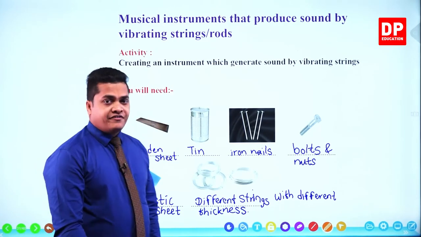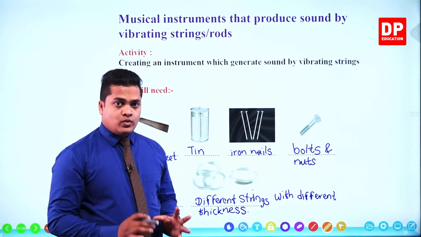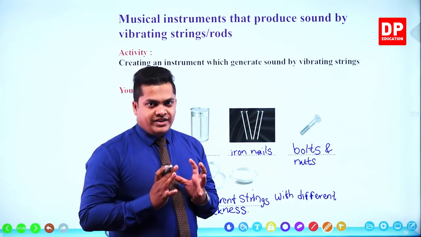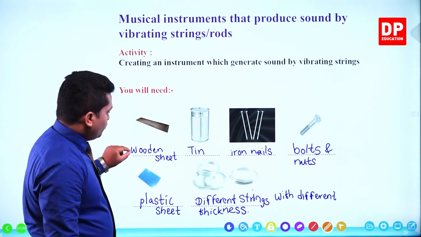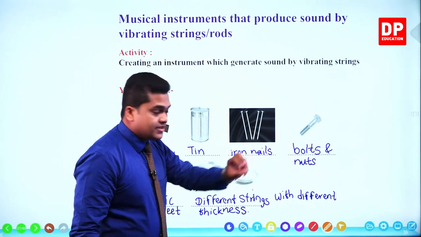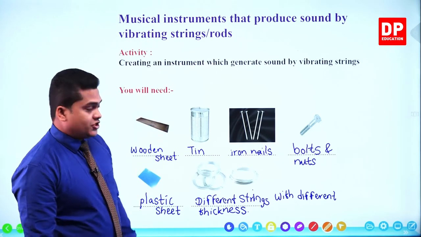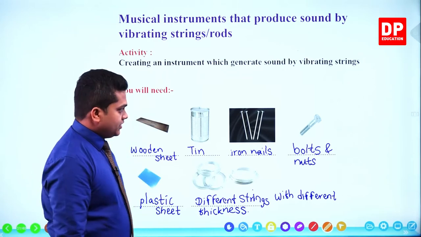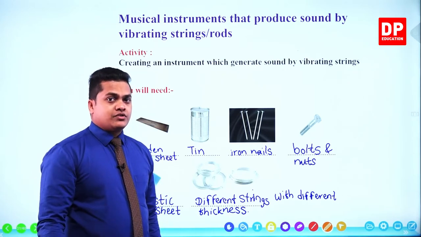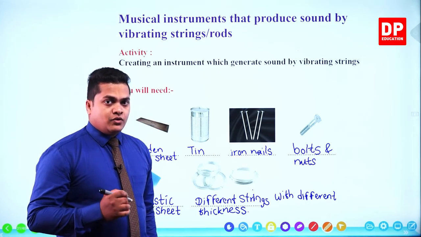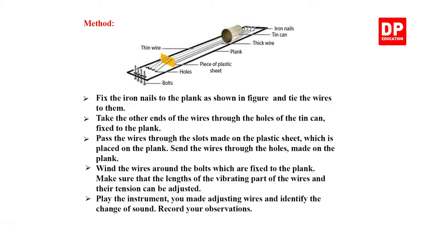Different strings with different thickness. These are the ones we need. Right, my dear children. So these are the instruments we need. Once again, we need a wooden sheet, a tin, iron nails, nuts and bolts, a plastic sheet, different strings with different thickness. So now we'll move on to see what are the steps that we need to follow in making this instrument.